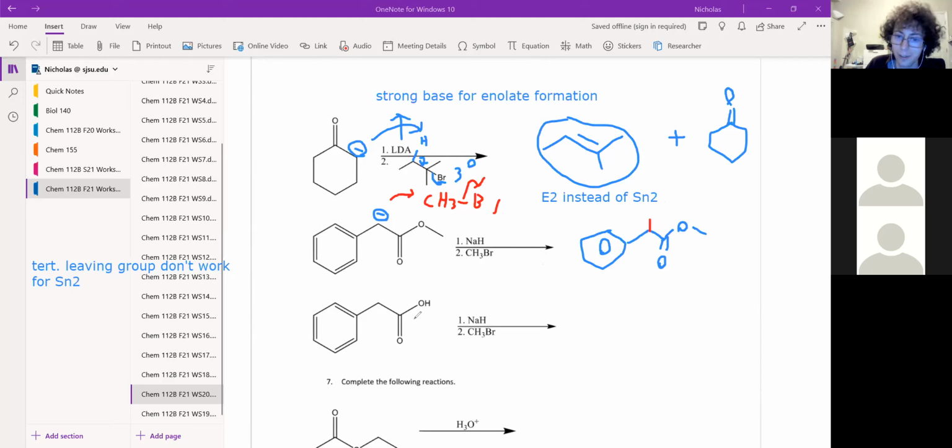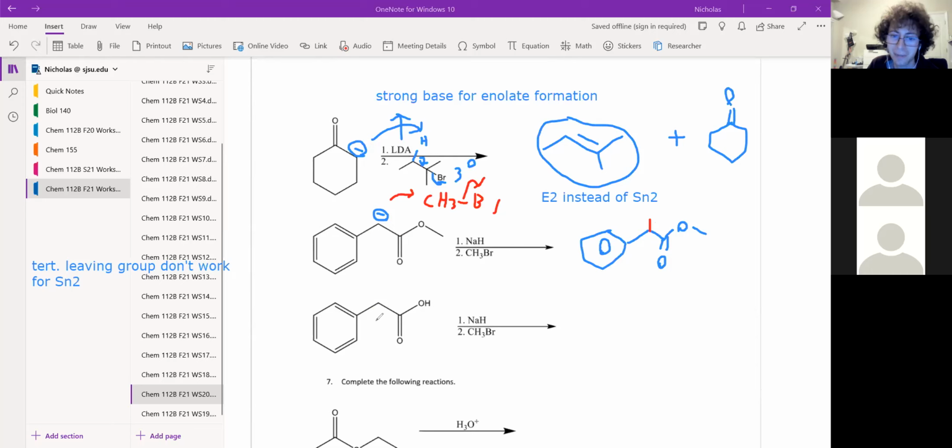However, for the next one, it looks very similar. We have the same conditions, adding sodium hydride and then methyl bromide, and we have a pretty similar looking structure. The only difference is this is a carboxylic acid instead of an ester. Are we going to get the same product we got in the last one, adding a methyl group here? No. Why not?